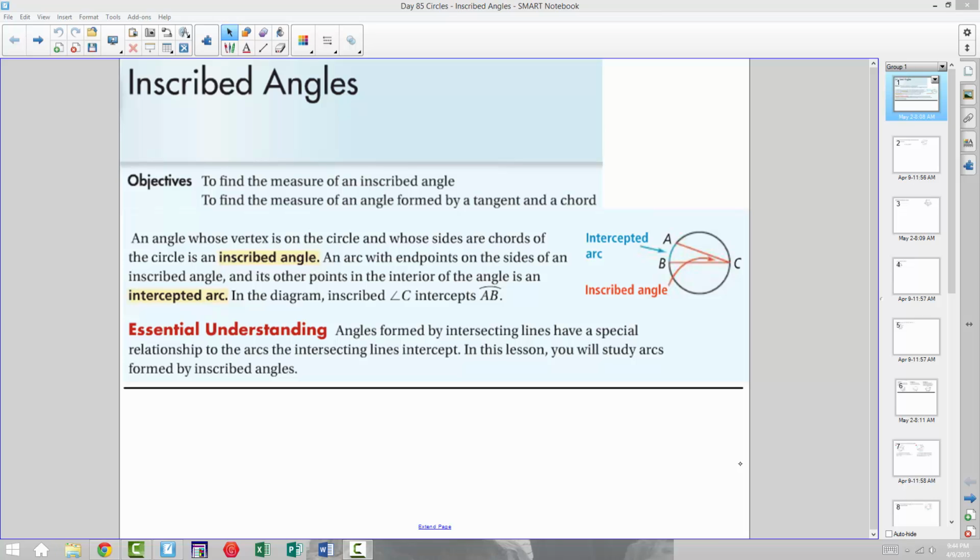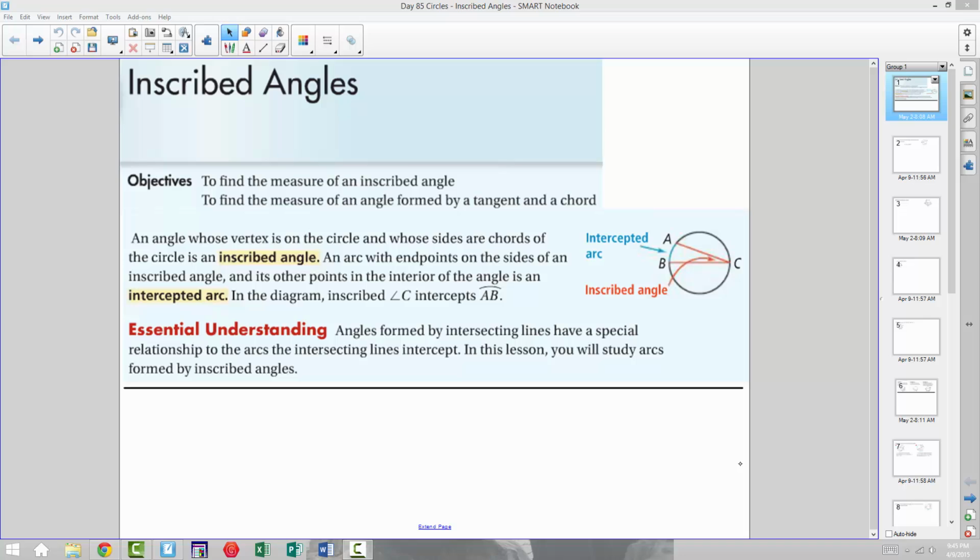Today's video lesson is on inscribed angles. Objectives: to find the measures of an inscribed angle, and to find the measure of an angle formed by a tangent and a chord. An angle whose vertex is on the circle and whose sides are chords of the circle is an inscribed angle. An arc with endpoints on the sides of an inscribed angle and its other points in the interior of the angle is an intercepted arc.